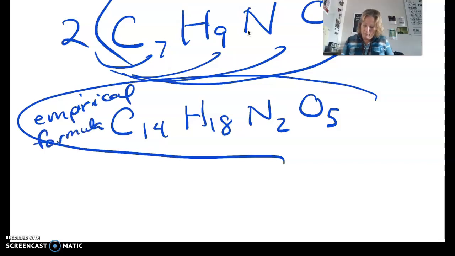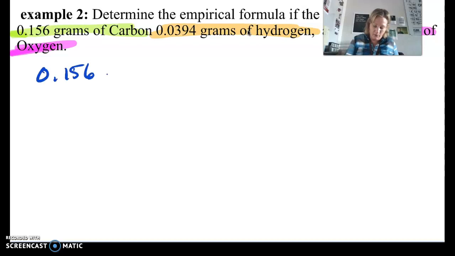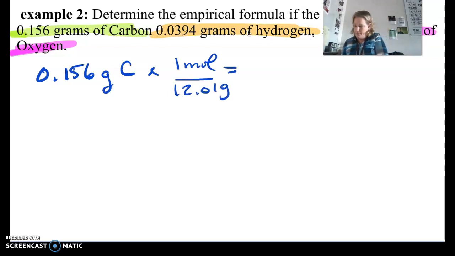So let me just show you a couple more different types of questions that are similar. So here's another one. This one's different because they give you the mass and not the percentages. It doesn't make it much different, but I wanted to show you. So again, the first thing you always do is convert to moles. So we'll take this and divide by 12.01 for carbon. And we end up with 0.01299.